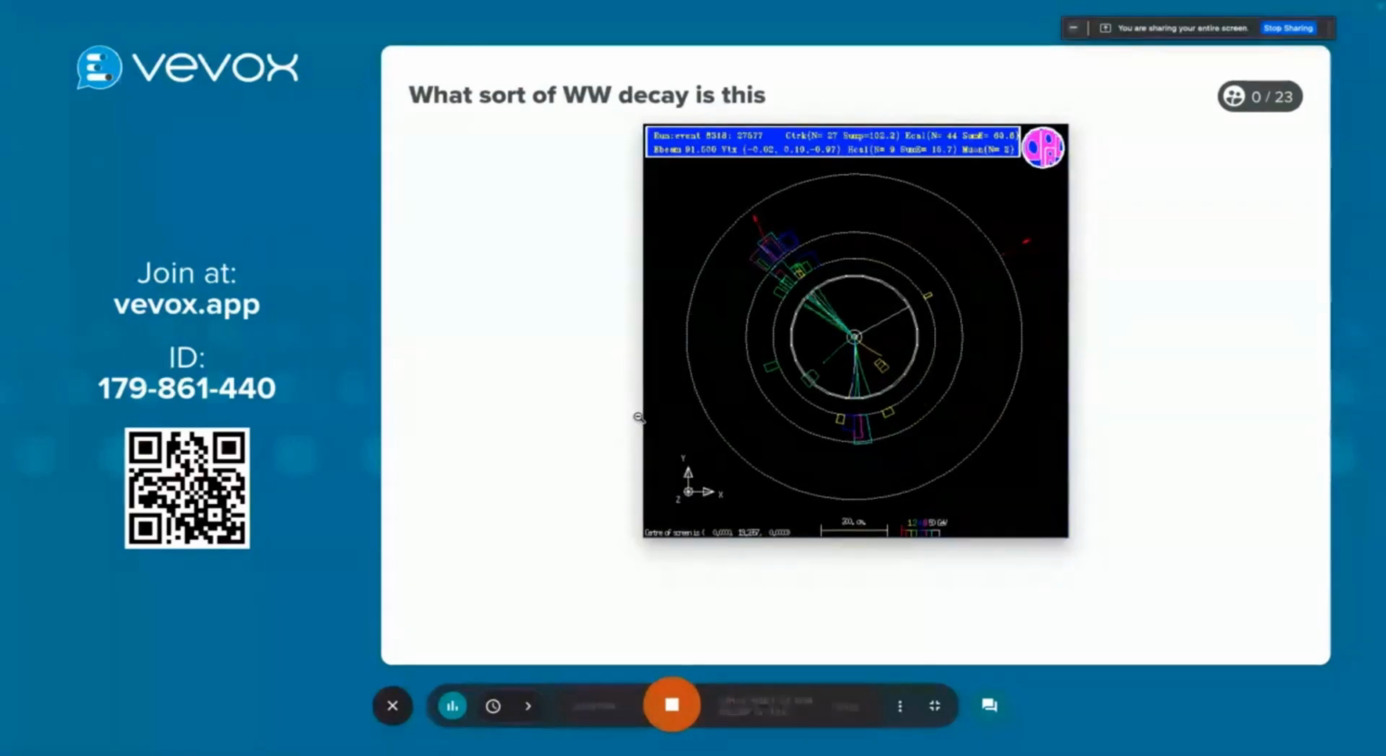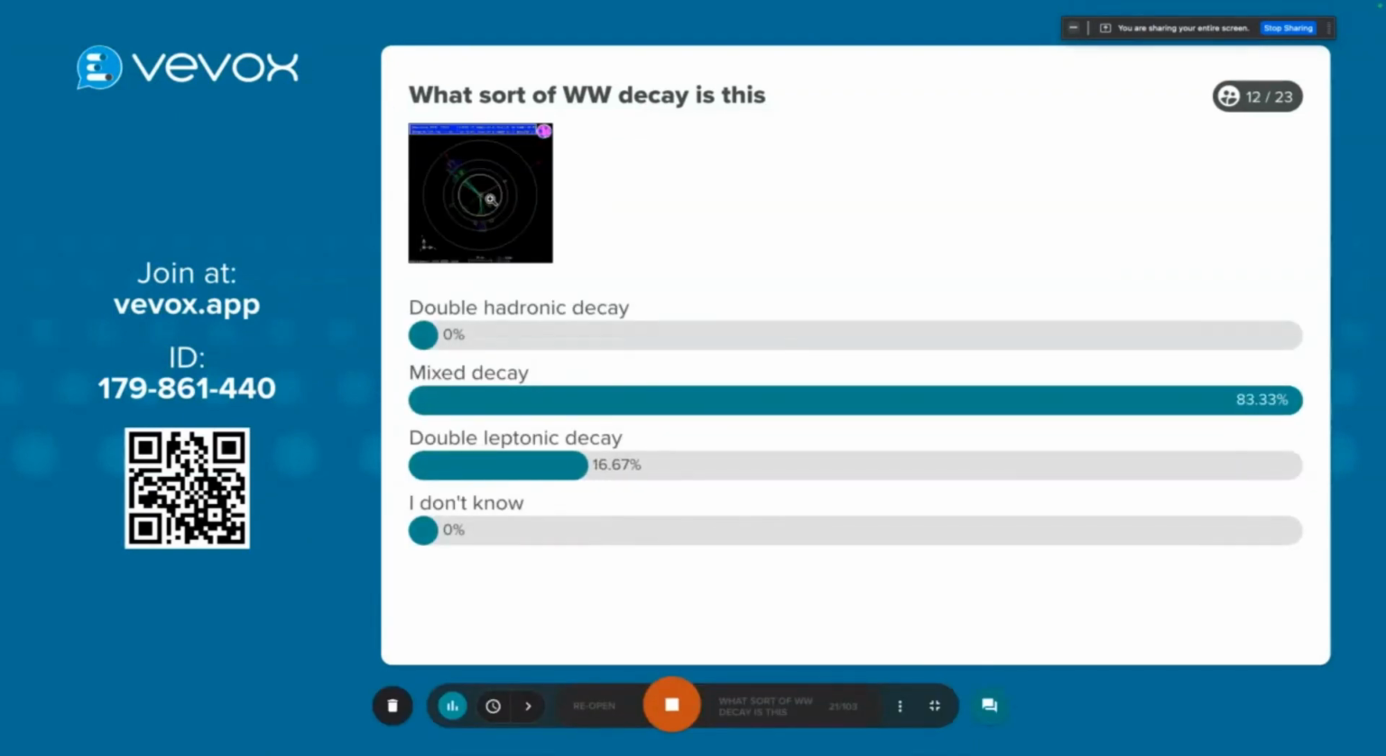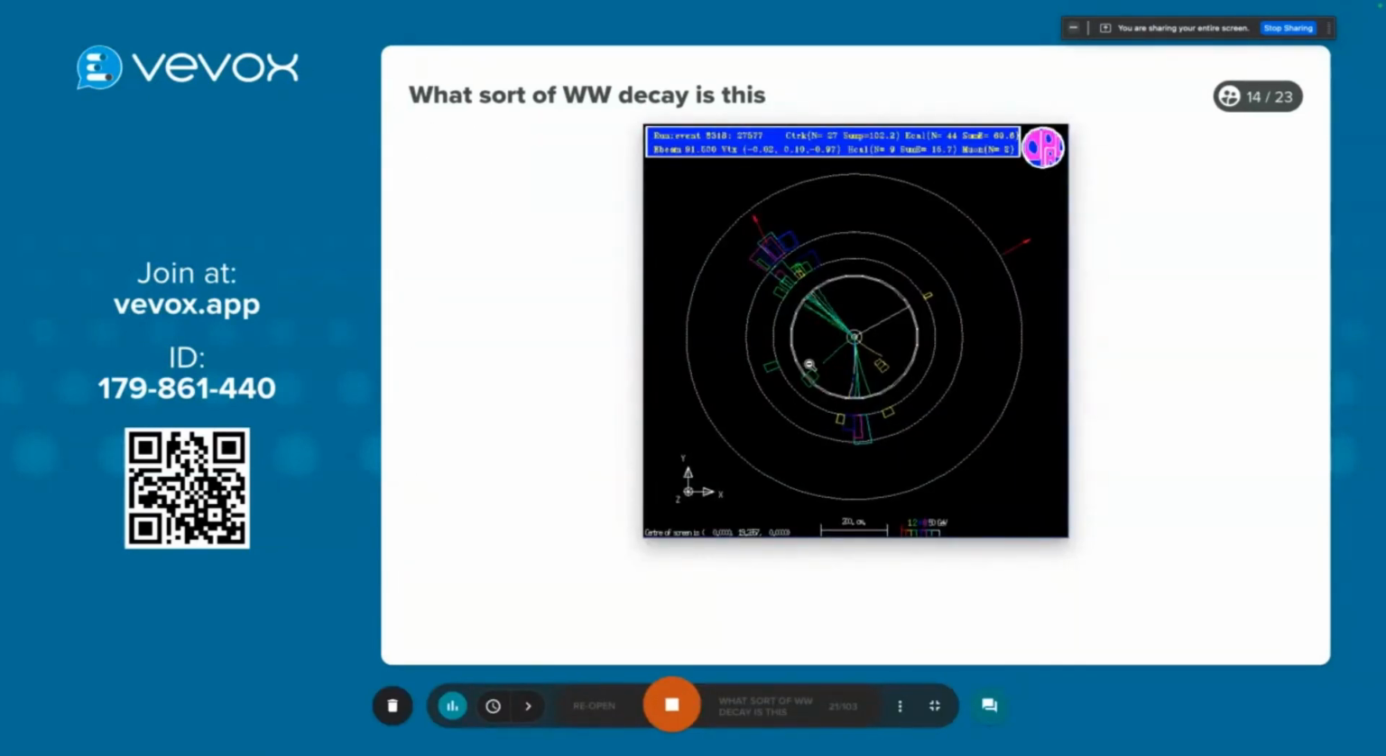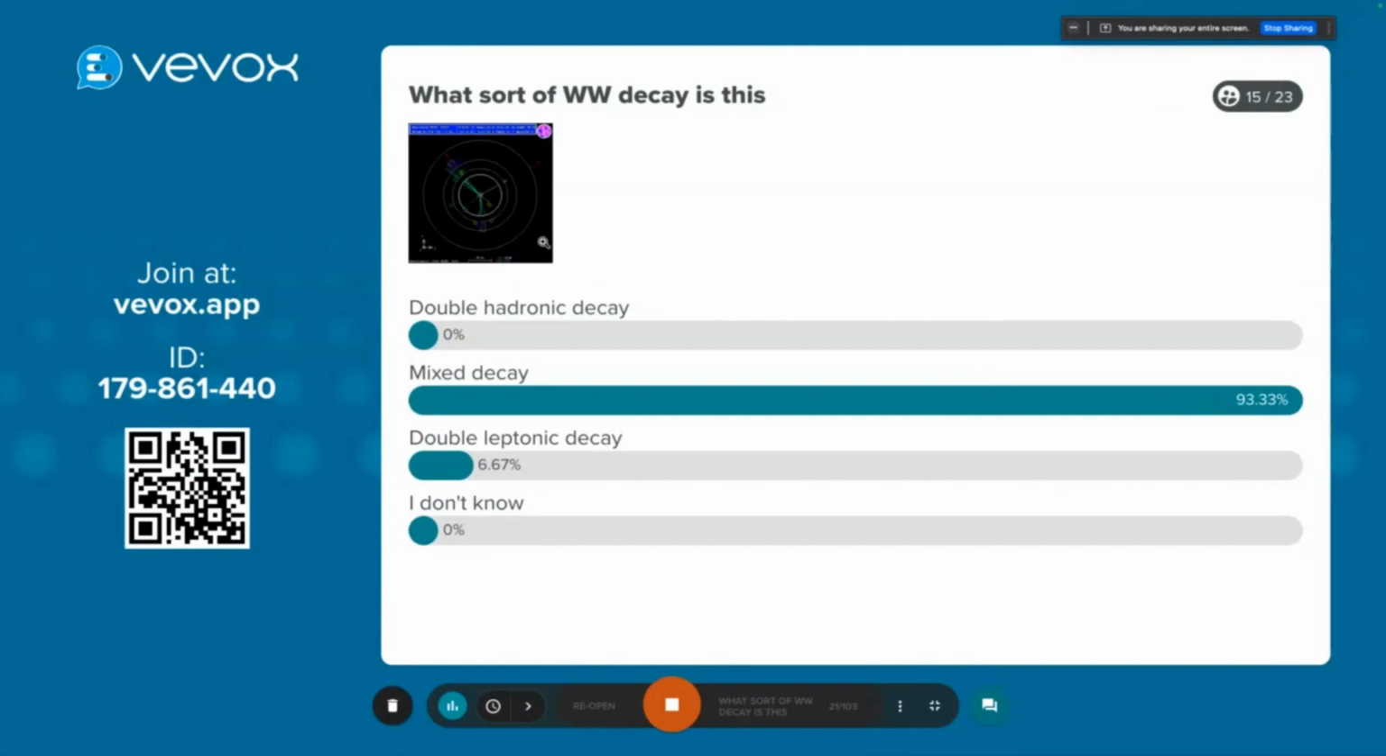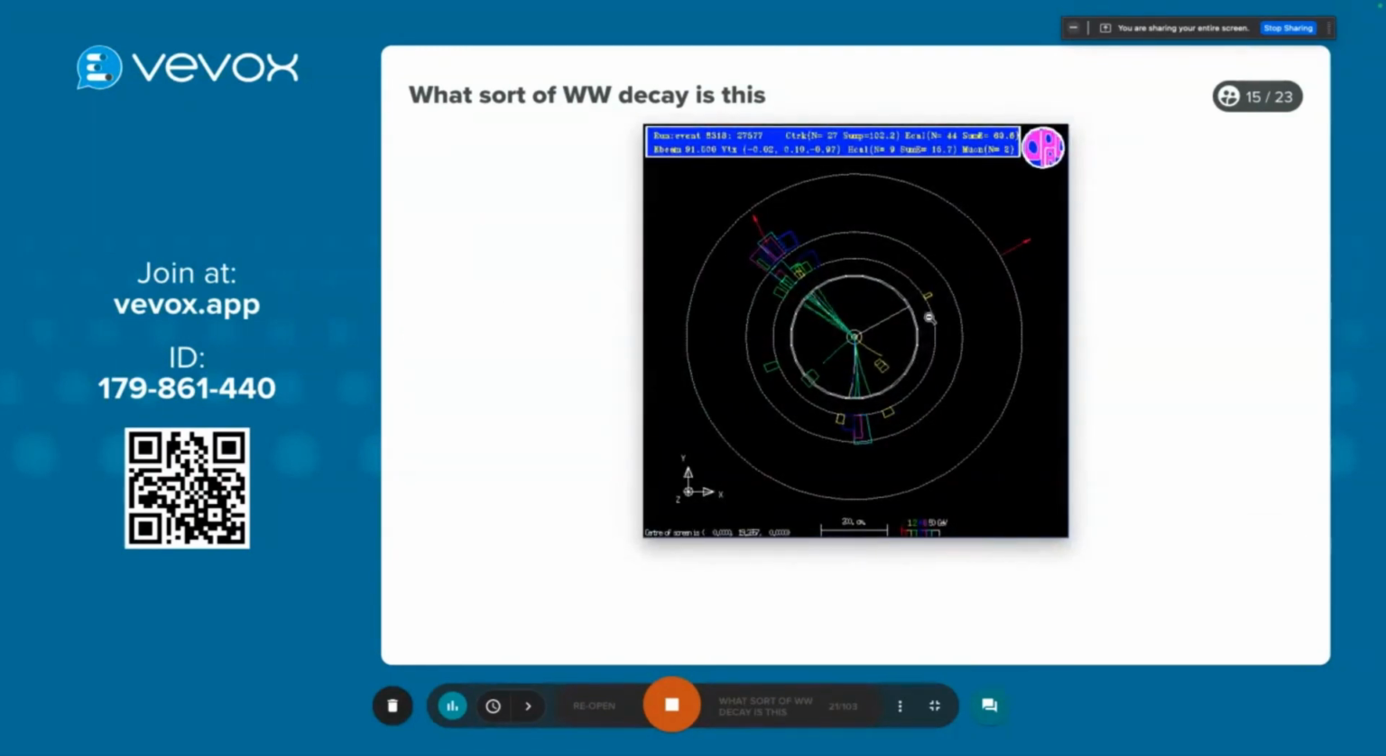All right, second last one. Right, so I see a clear preference here for a mixed decay, which I'll agree with. This looks like an electron, and these look like a pair of quarks, which have turned into jets. So mixed.